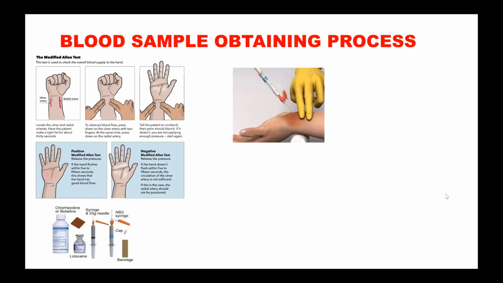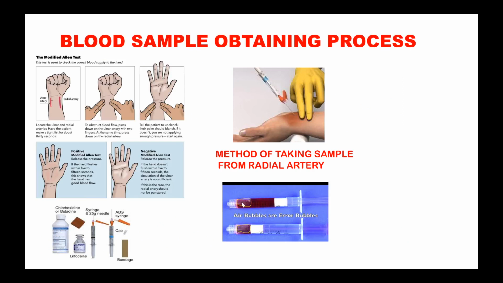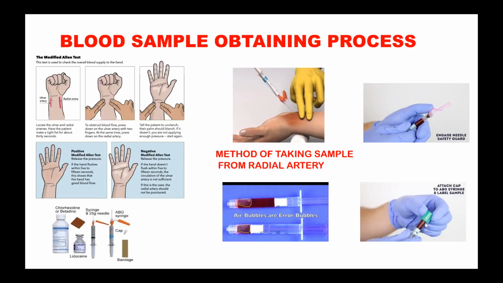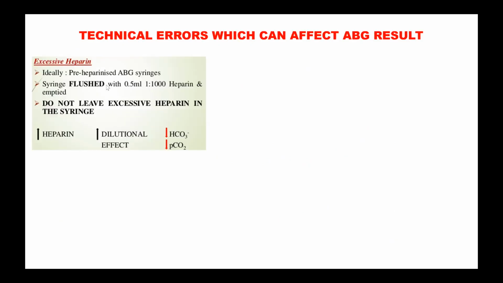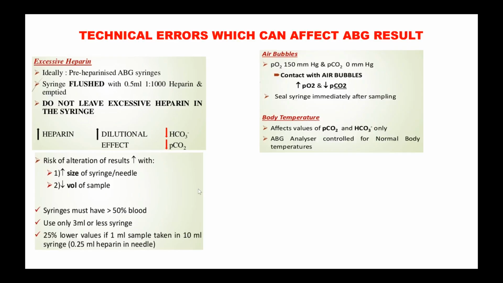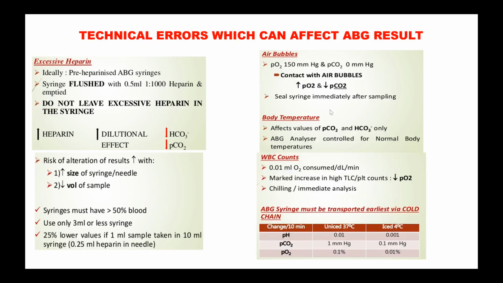And the technique of taking the sample: this is the air bubble that should not be there. You immediately tap it after taking the sample. These are all the important things. Technical errors: excess heparin, only 0.5 ml should be taken, and it should be rinsed to let out all the excess. So it will affect the values. Air bubble will increase the PO2 and decrease the PCO2. And WBC count, body temperature, all these things can also affect the values.